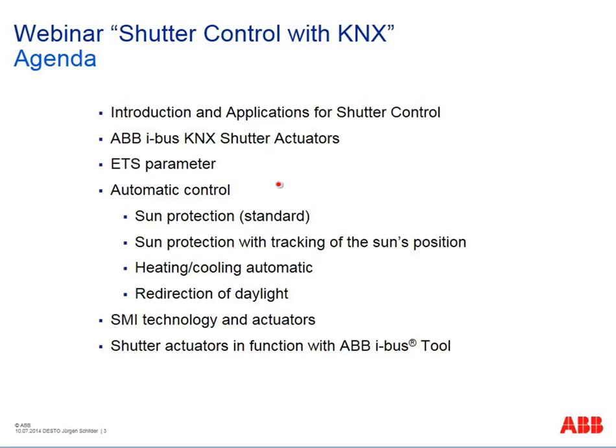And then Jürgen will follow with the explanation of automatic control solutions available in the shutter actuators. The basic sun protection solution we have inside, and the sun protection with tracking of the sun position, which means we position the blinds, the shutters, and also, if available, the lamellas, depending on the sun position. Very powerful solution. Heating and cooling automatic is a further automatic function inside the shutter actuators. And then we have a very special solution: redirection of daylight with blinds which have a reflective surface. So you get a small impression of that solution as well.